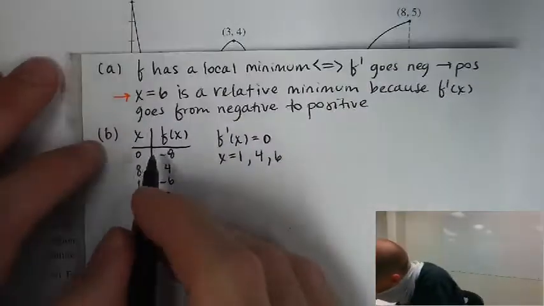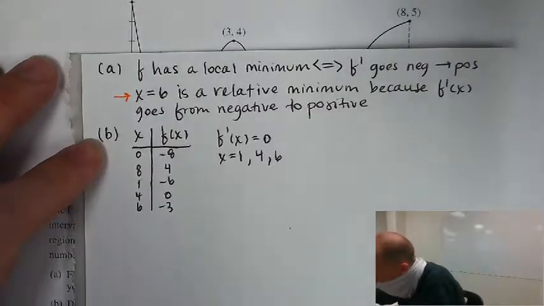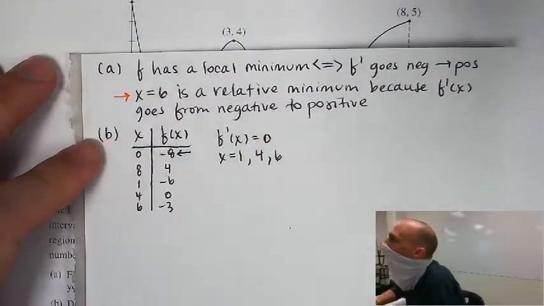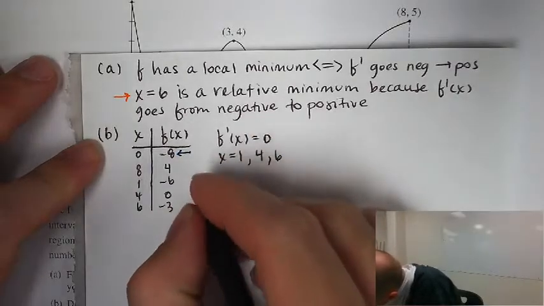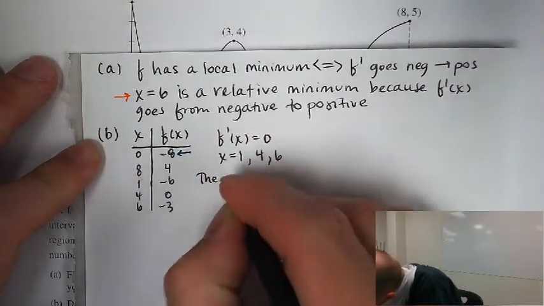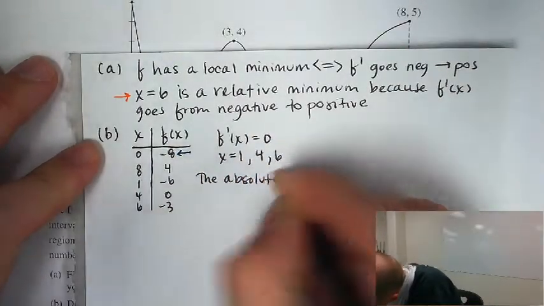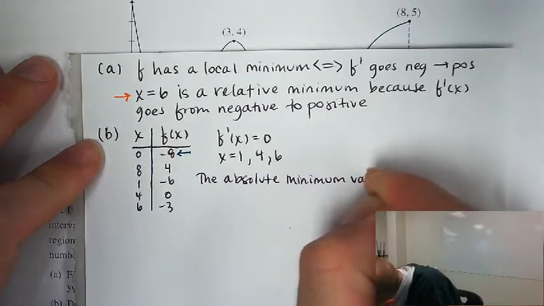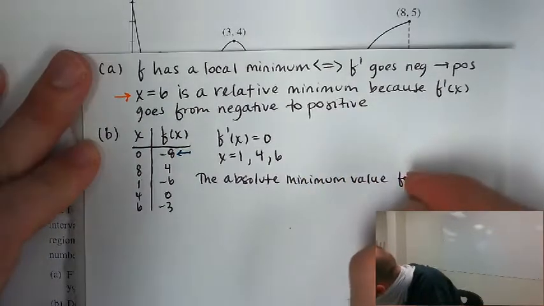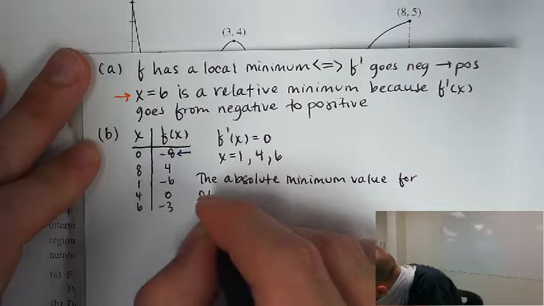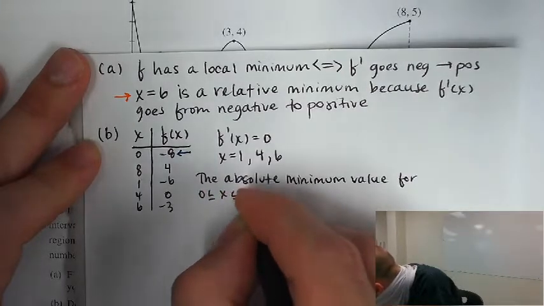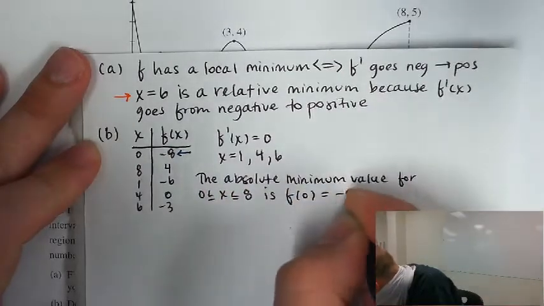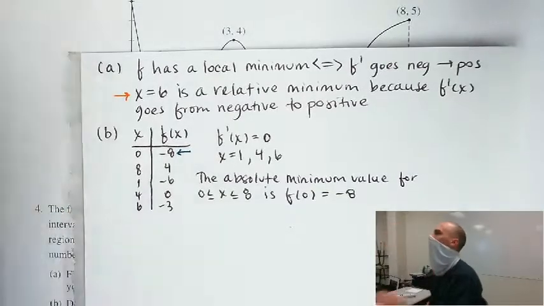Now, I've found it. Here it is. That's the minimum value. Okay, so the absolute minimum value for x being in the closed interval 0 to 8 is f of 0 equals -8.